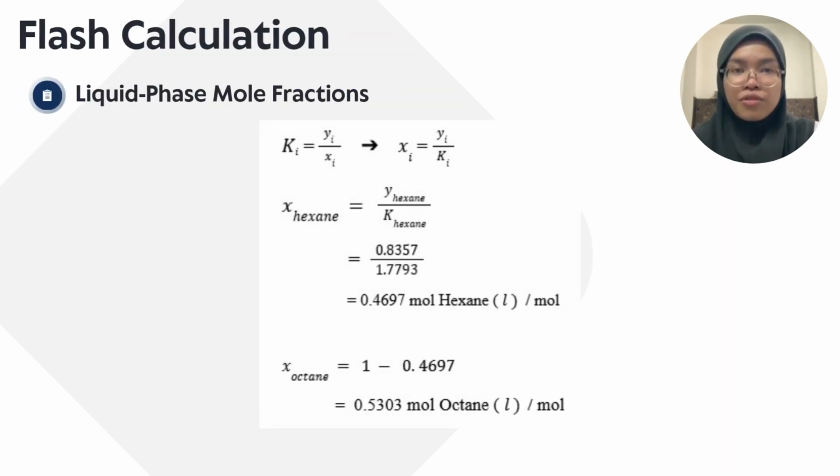Next, move to the liquid phase mole fractions. The K value, which represents the equilibrium ratio, is the key here. By rearranging the K value definition, we can easily calculate the liquid phase mole fraction for each component. For hexane, we find it makes up roughly 0.4697 of the liquid, and for octane, the balance means it constitutes about 0.5303 of the liquid phase.